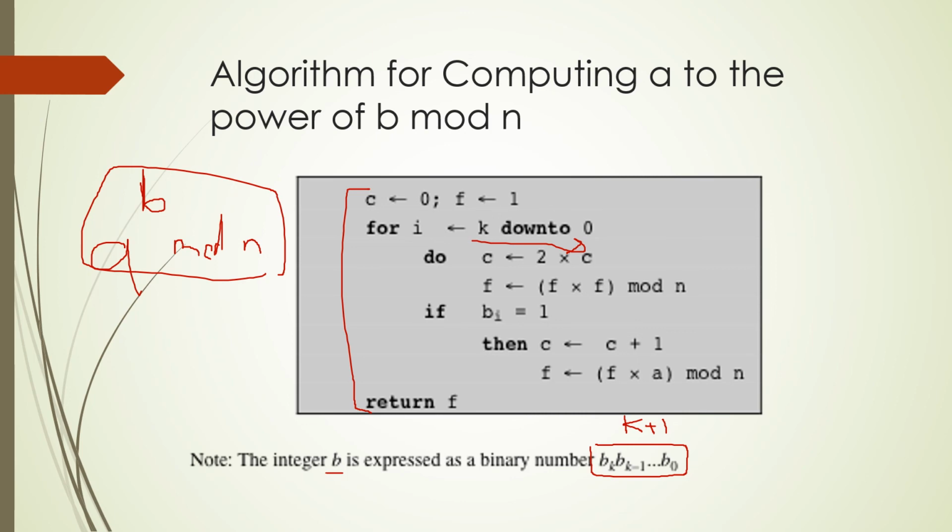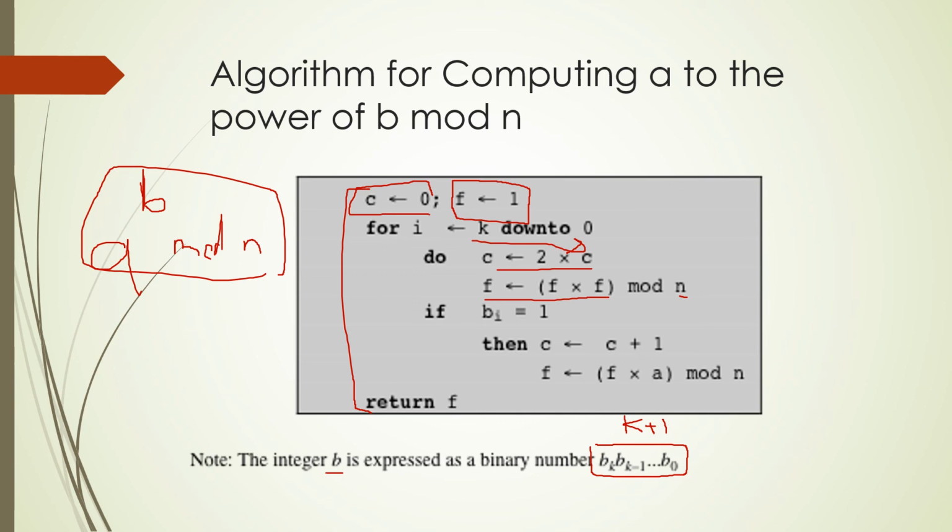First, imagine that the integer f is initialized to 1. That's basically the return value at the end. And also c is set to 0. In each iteration of this for loop, you need to double the value of c and set f equal to f squared mod n, which is basically multiplying f by itself and finding the remainder by n.